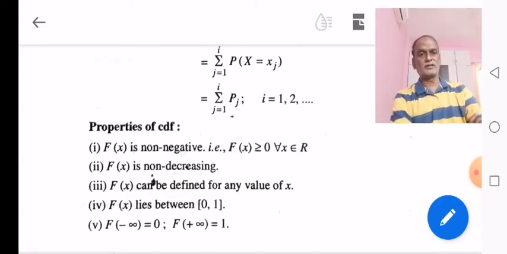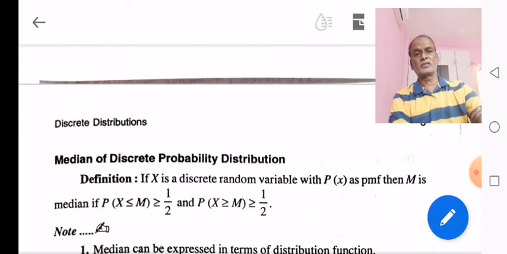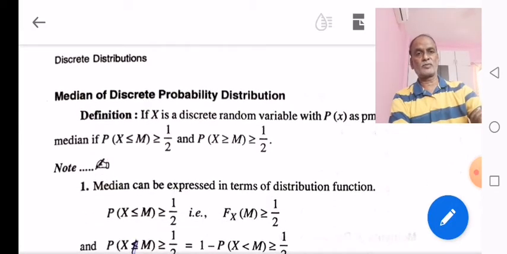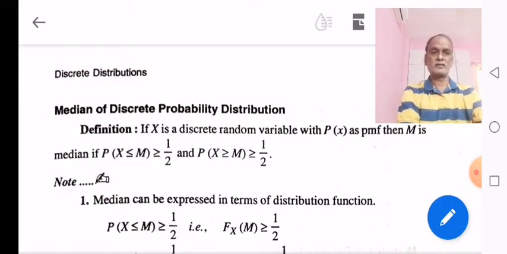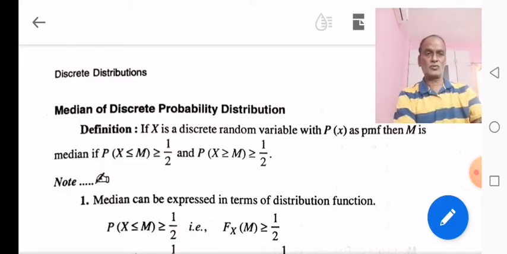The distribution function or CDF at minus infinity is 0, and F of plus infinity is 1. So these are some of the important properties of CDF. The proof of this we have also studied in BSc part one, so we are not going into the details. Now some more terms we have to study.